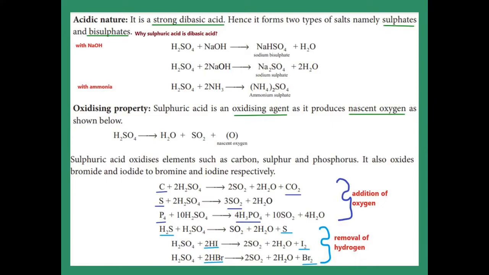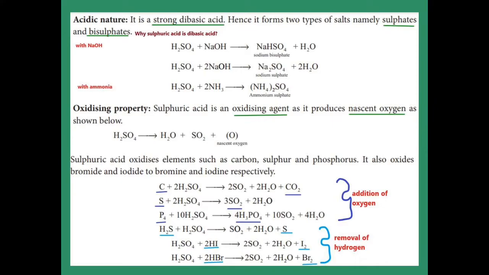So in the first three reactions, you see that carbon is oxidized to carbon dioxide with the help of sulfuric acid. So we get the other byproducts, sulfur dioxide and water. You see that in all the reactions we are getting sulfur dioxide and water, but which compound is being oxidized, only that we are going to concentrate on. The next one, sulfur. Sulfur is oxidized with the help of sulfuric acid to sulfur dioxide. Here we are adding oxygen. So the addition of oxygen is called oxidation.